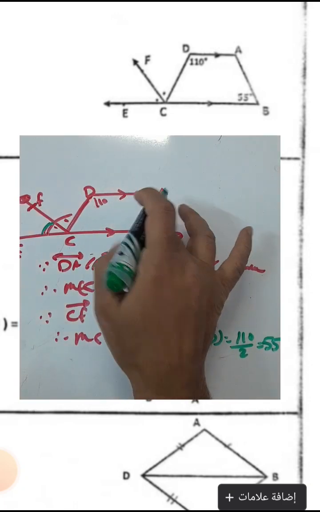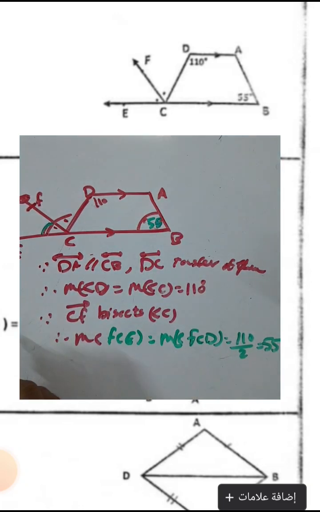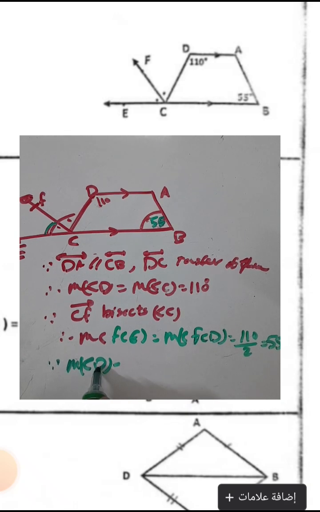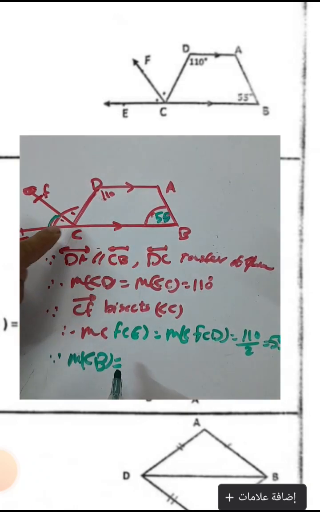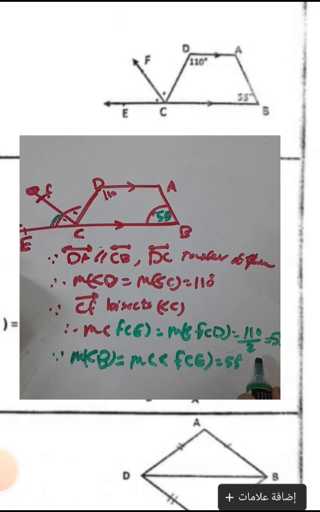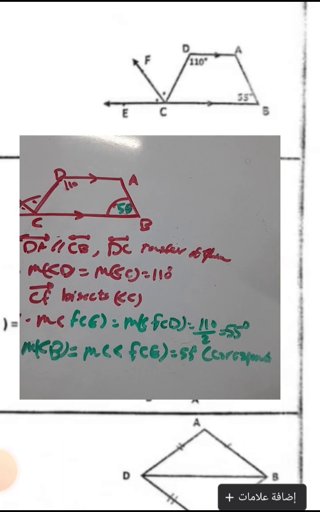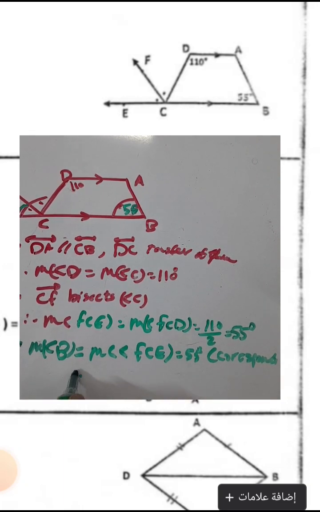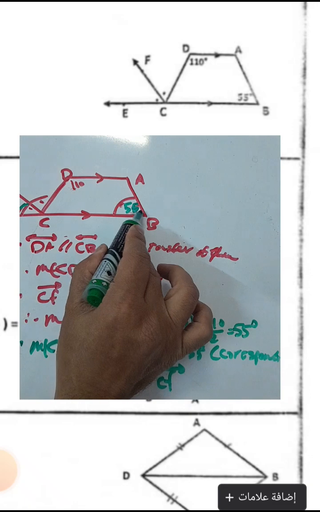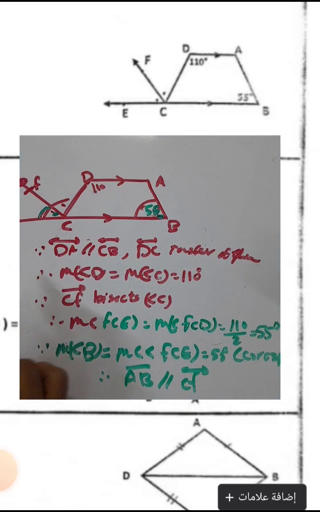Okay, and this angle was 55. It's not clear to me. Okay, and then the measure of angle B will be equal to the measure of angle FCE. They are equal in measure, 55 degrees. We call it corresponding angles. Then EP will be parallel to CF. Okay, EP is parallel to CF because angle B equals angle C in measure. We call it corresponding angles.